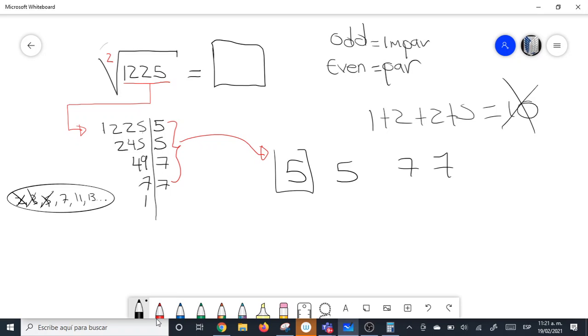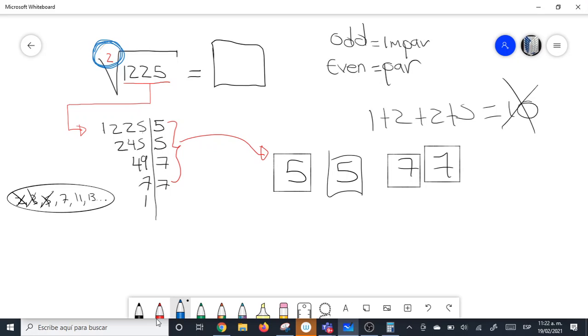We have to group them in equal groups. But in how many equal groups? Because I can group them in 4 groups or in 2 groups, in many different ways, or in only one group. How do I know the number of groups? Remember the index. The index in this case is 2. So we have to create 2 equal groups with these numbers.